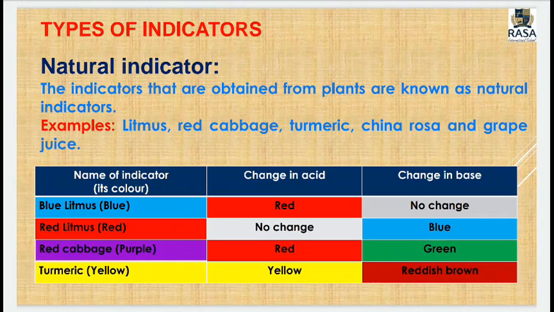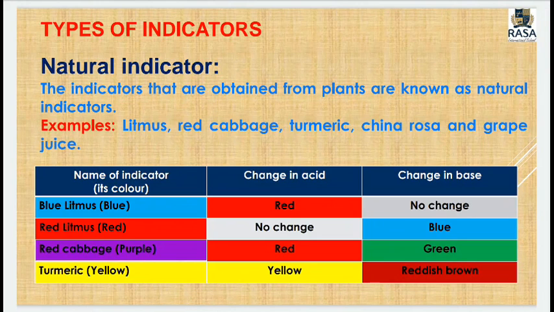Okay, now red litmus is red in color. When it gets in contact with an acid, there is no change in color, it remains red, and when it gets in contact with a base, its color changes to blue. The third one is red cabbage, which is purple in color, but in contact with acid it turns red, and in contact with base it turns green.